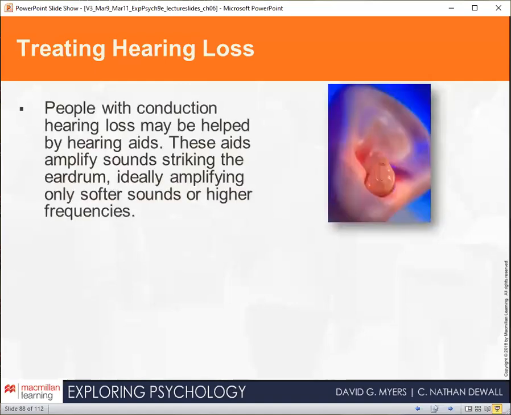Now, in treating hearing loss, people with conductive hearing loss may be helped by hearing aids. These aids are really just amplifying sounds striking the eardrum, ideally by amplifying only softer sounds or higher frequencies. So the earpieces, which are hearing aids that are sometimes visible in someone's ear, are being somewhat selective about what they're amplifying and then sending on, so that the person has a better chance of hearing what's been said in their environment.